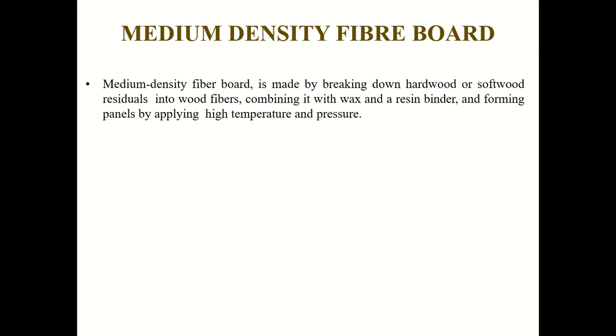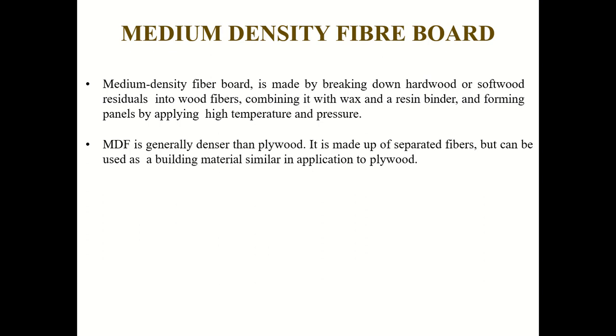Next we have medium density fiber boards. Fiber boards, I think you have heard this word. In this we have two types, medium density and high density. Medium density fiber board is made by breaking down hardwood or even softwood into fibers, and then we combine all these fibers with wax and resin binder to form panels, all done under high temperature and pressure. It is generally denser than plywood, meaning a little bit heavier than plywood. It's made up of separate fibers, and hence it can be used in similar applications to plywood.